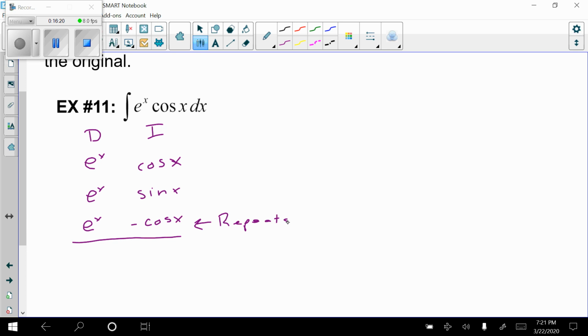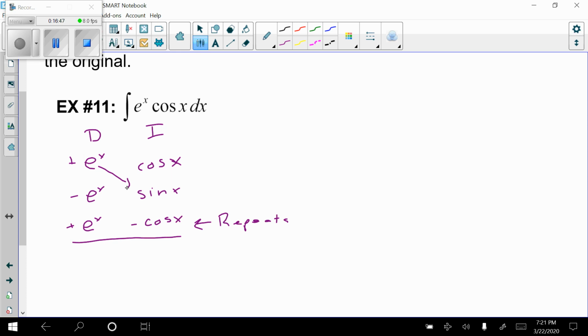And we're not necessarily concerned about the signs on them because this is going to be positive and negative and positive. The signs themselves don't matter. We are seeing the terms themselves, e to the x and cosine of x, repeating. Okay, so this is where we start doing our diagonal multiplications. And I'm going to do this off to the right because we are going to have a little bit more work to do here.